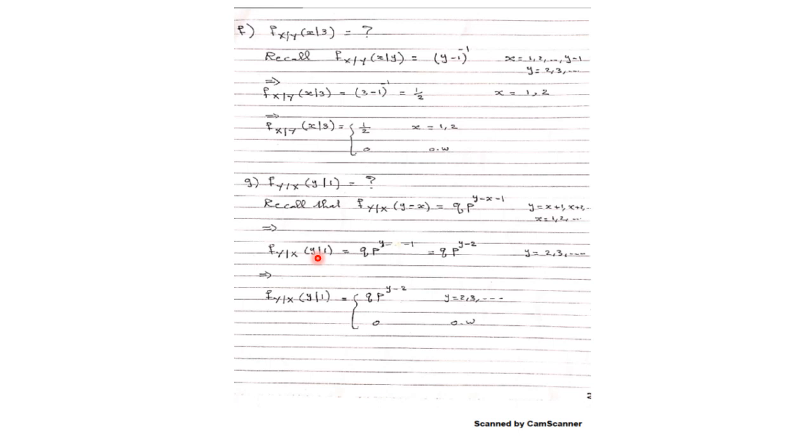Okay. So f of y given 1 will be what? q times p raised to y. Now replace x with what? 1. Again, I don't know what's the problem today. Okay, this is 1 also. We have to have 1 here. So y minus 1, minus 1, which will give you what? y minus 2. So now this is the conditional probability mass function of y given 1, which is this. I hope this is clear.